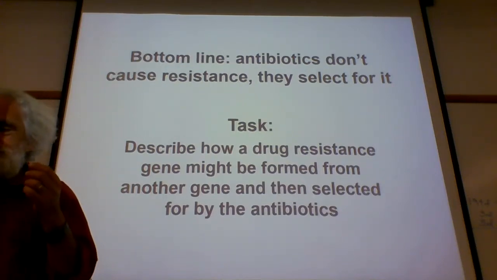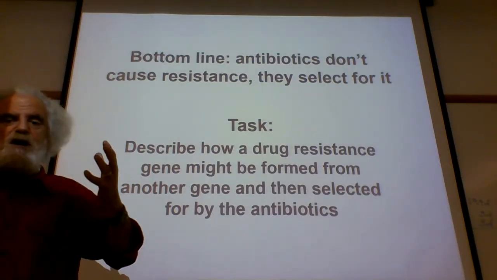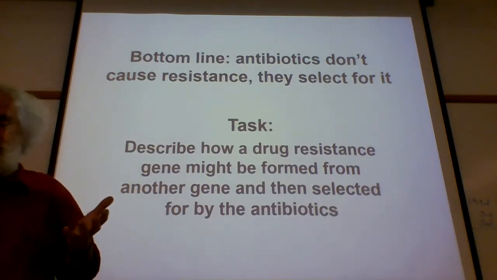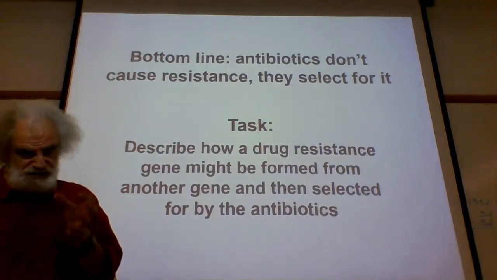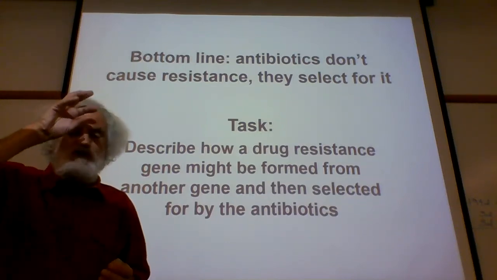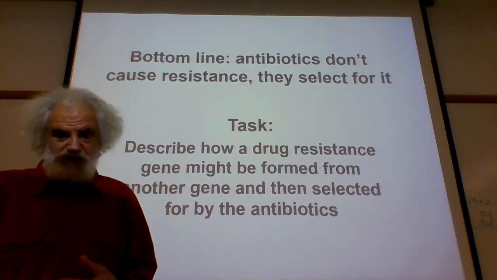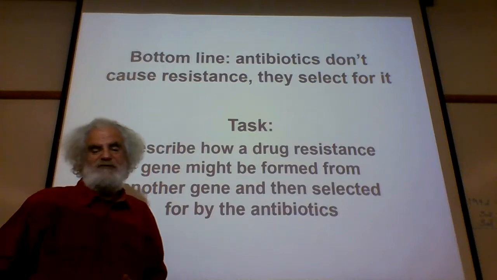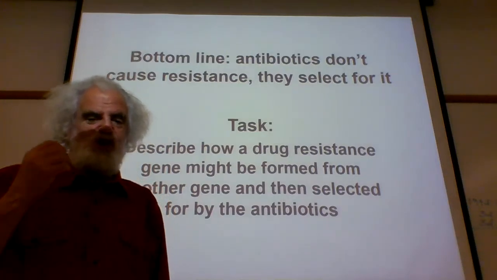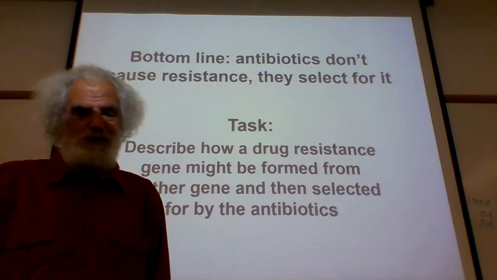So a drug resistance gene might be formed from another gene and then selected for by the antibiotics. That is, in the case of streptomycin, there is a ribosomal protein that has to change amino acid sequence. And when it does, it now is resistant to strep. Unless you add strep to this mix, you're never going to select for it. And when you do, it's off the races. So antibiotic resistance is a naturally occurring phenomenon that is going to happen when you use antibiotics. There is no other way around it.